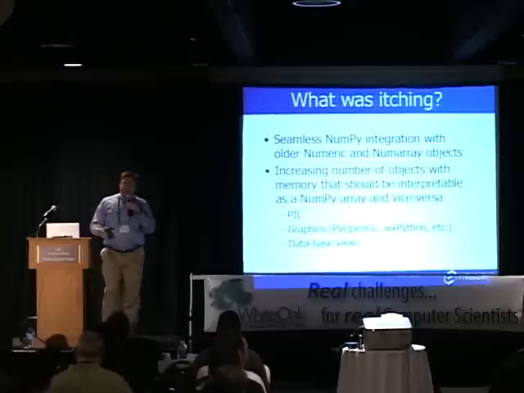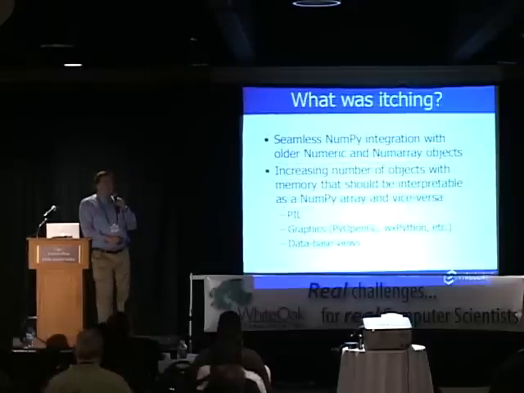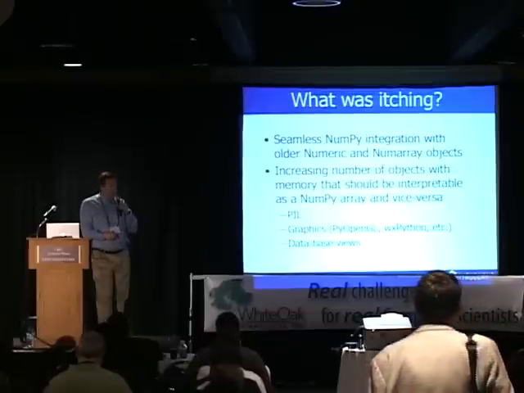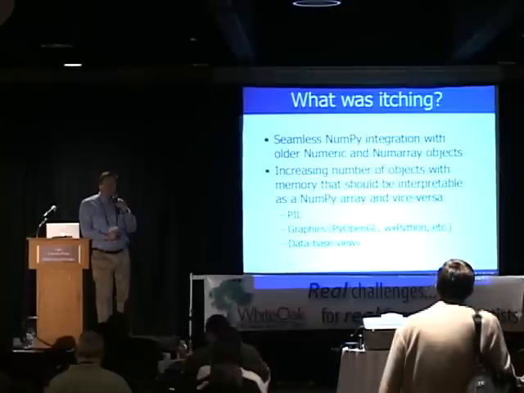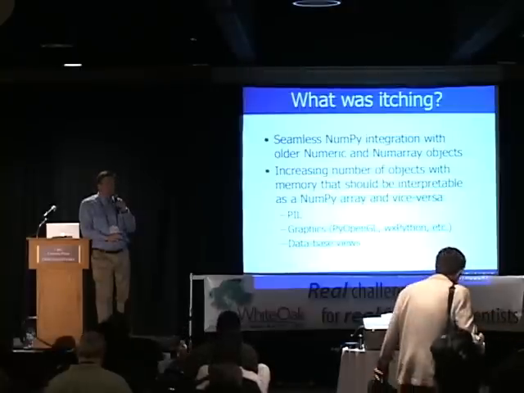So why did I do this? What was itching? Well, in Python 3K, the essential core of the buffer interface is complete, and it's in Python 3K now. I still want to backport that to 2.6, and there's a few things that have to be fixed in Python 3K. So why did I do this piece?